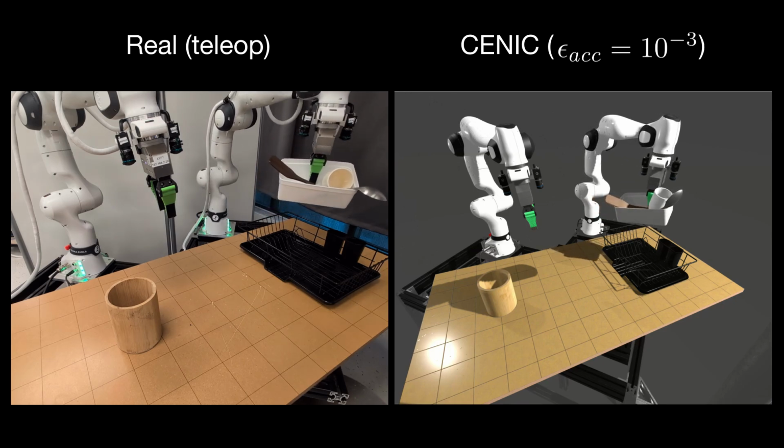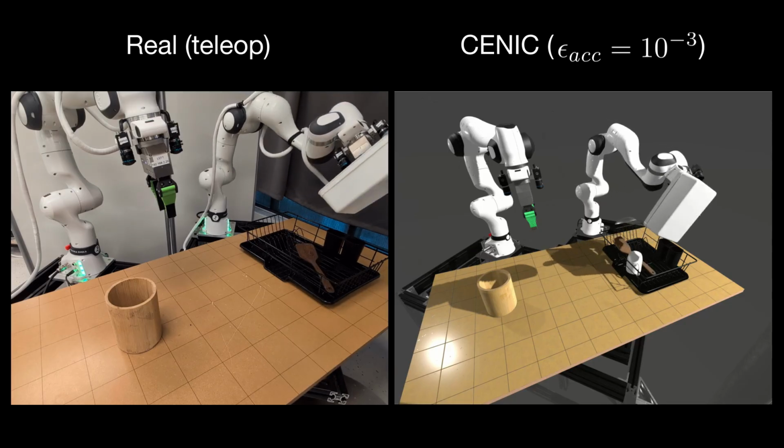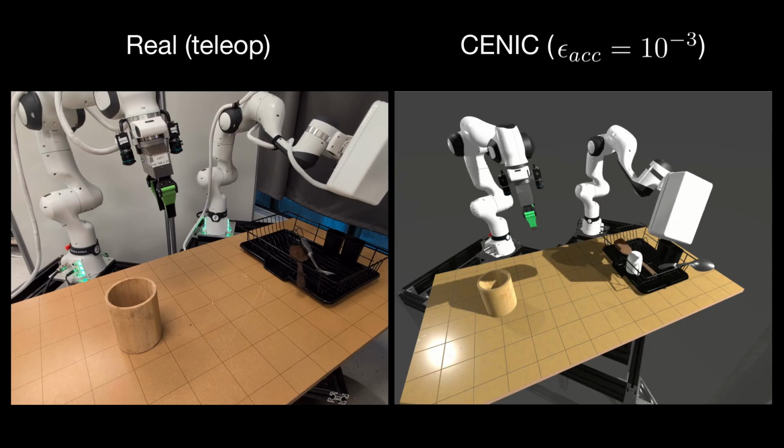By separating numerical errors from modeling errors, CENIC opens the door to better sim-to-real transfer in manipulation, locomotion, and beyond.